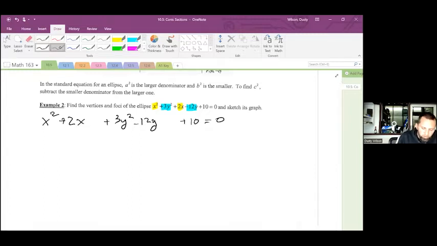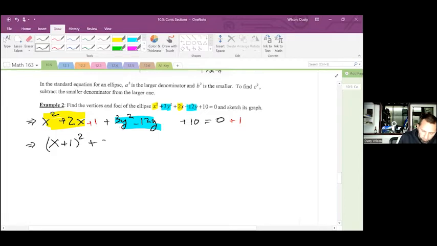So we notice that we can complete the square on the, so here's our x stuff, and here's our y stuff. So I can complete the square on the x stuff by adding in a plus 1. If I add 1 on the left, then I've got to add 1 on the right. And so this gives me x plus 1 quantity squared plus, I noticed that there's a common factor of 3 between the 3y squared and the minus 12y. So I can factor that out.